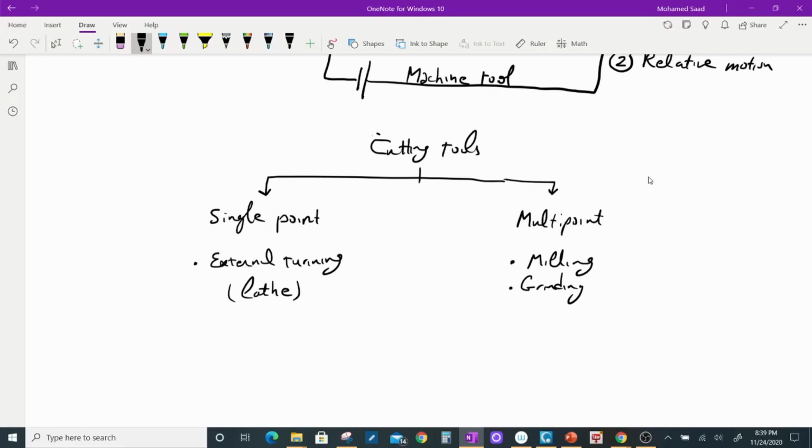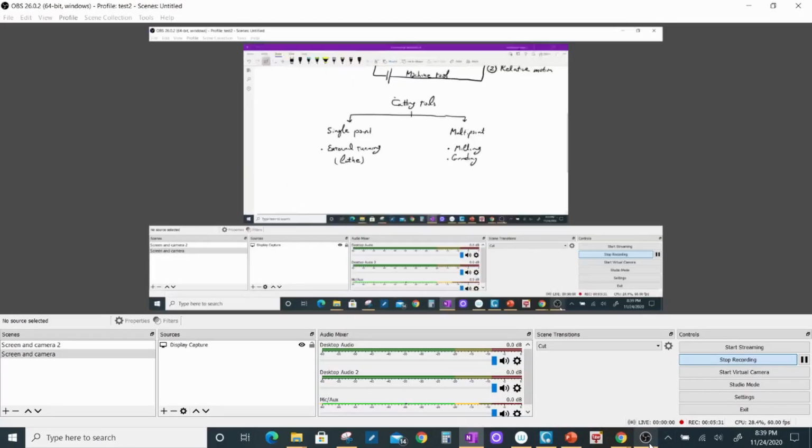Okay, so that was a very quick introduction about the machining operations. We will talk more in the future about the geometry and the materials of the cutting tools.